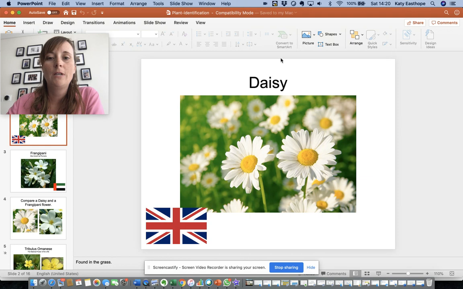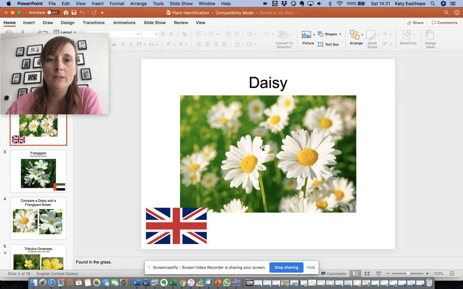So when we look at them, I'm going to have the name, a picture of them, and also the flag of the place so that you can look at it. So this is called, does anyone recognise this one? That's right, it's called a daisy. Now daisies grow in gardens and fields all over the UK. They're a wild flower, but you can also grow them yourself.